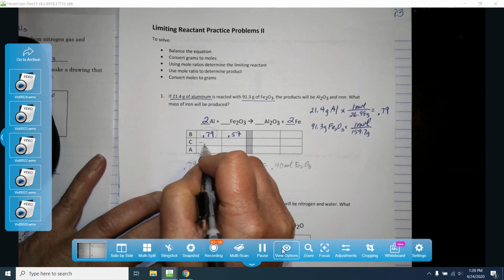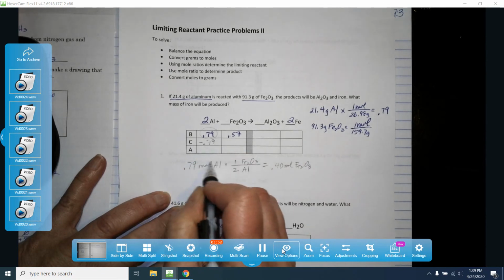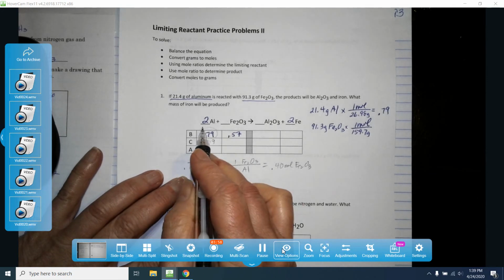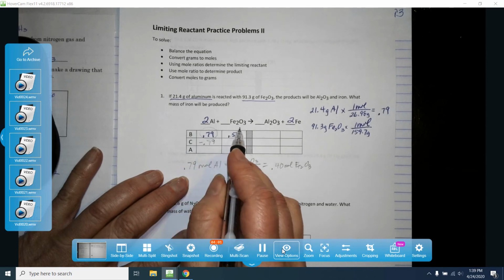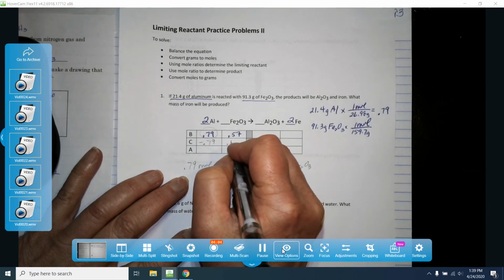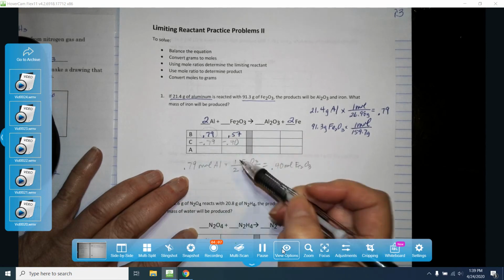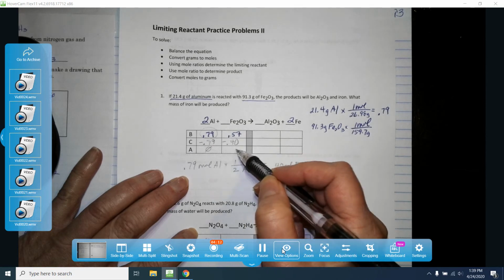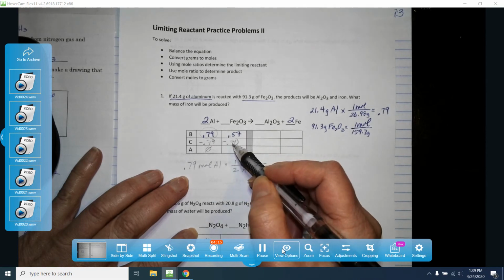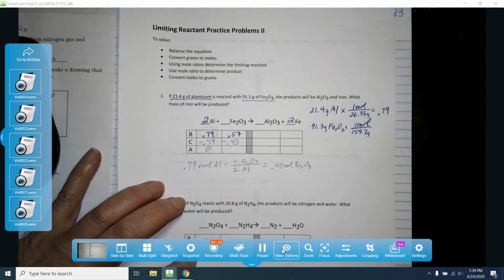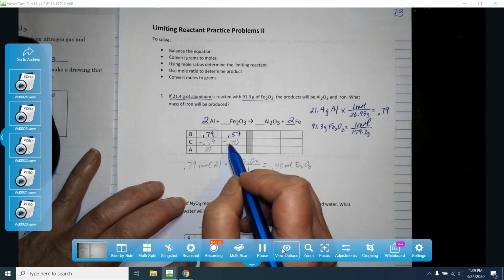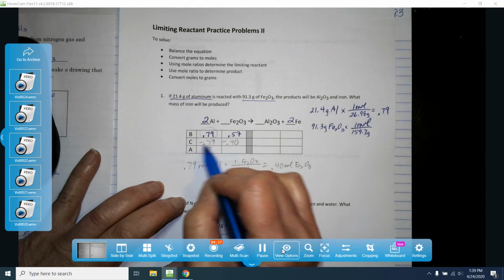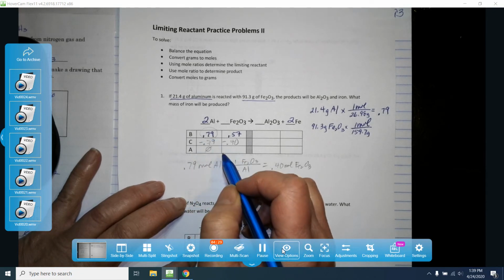If I use up all of this, saying that's my limiting reactant, then according to this ratio I'm going to use up half that amount of the other reactant, which is 0.40. Does that work? If I use up all of this, then yes, I will have leftover. I have enough of this to use that. So therefore, this is my limiting reactant. If I had started with 0.57 here and doubled it to figure out this one, it would be too much. I wouldn't have enough of the aluminum to do that.